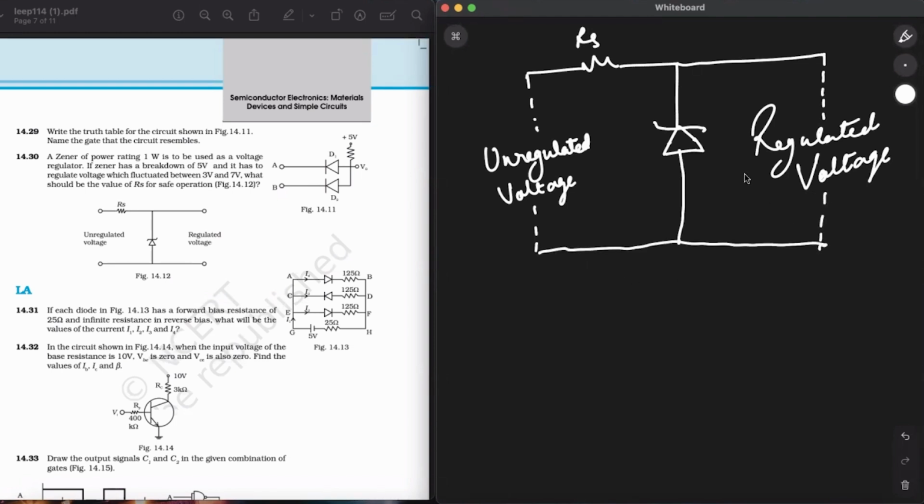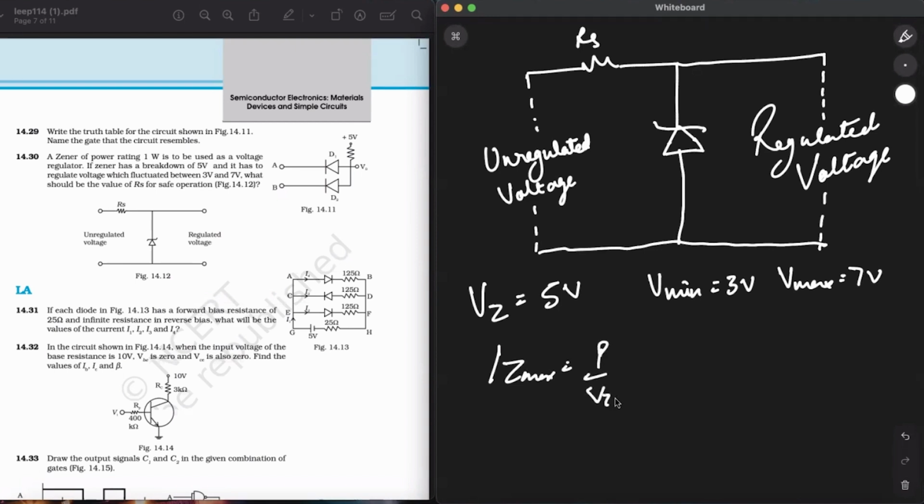Nice. So according to the problem, the power is equal to 1 watt. Zener breakdown voltage VZ is equal to 5 volt. V minimum is equal to 3 volt and V max is equal to 7 volt. Now power is equal to VI, we already know. So IZ max condition will be P upon VZ, which will be 1 upon 5, which will be 0.2 amperes.